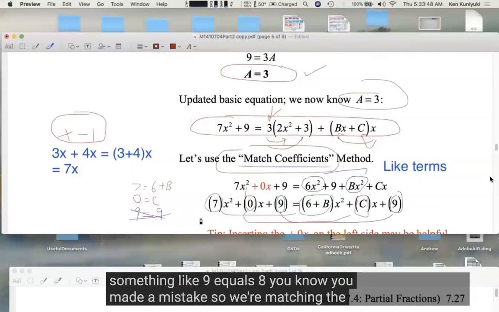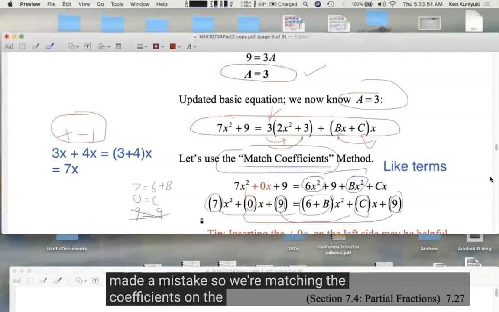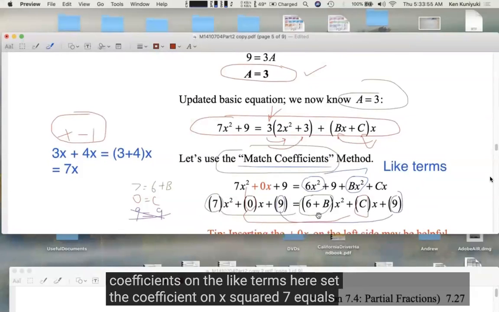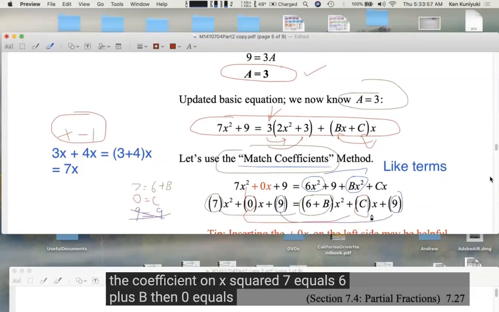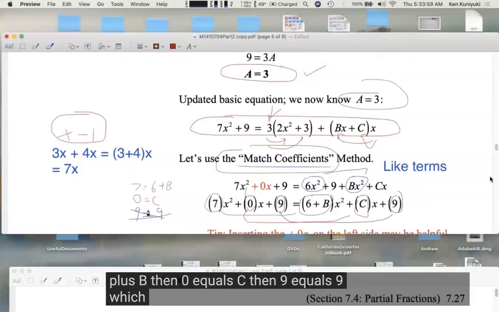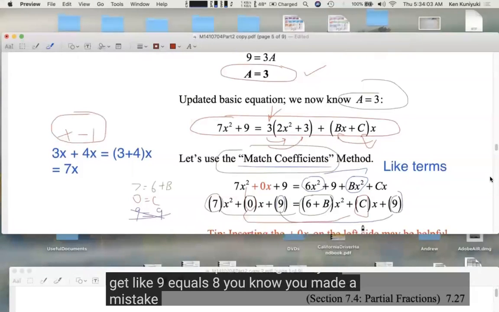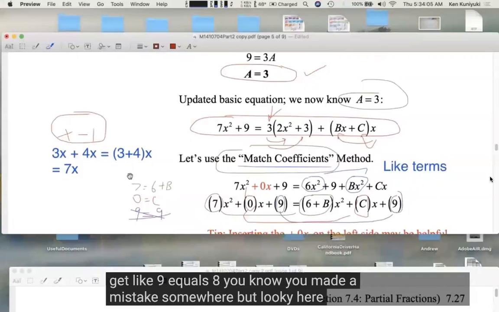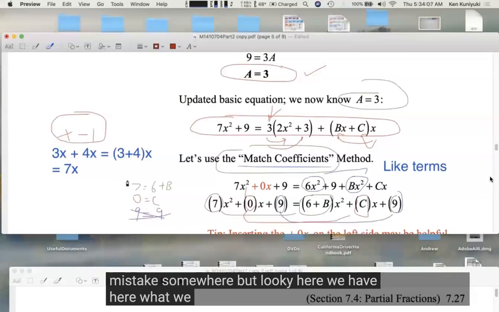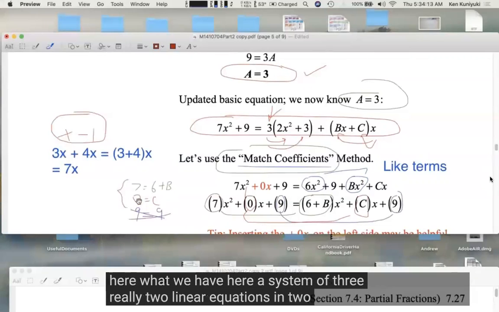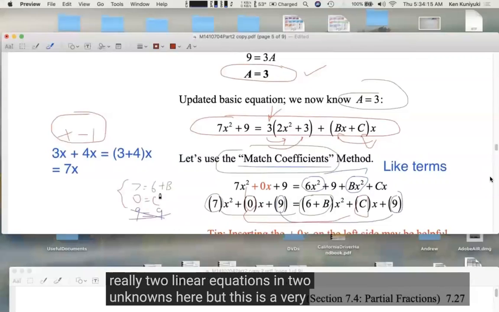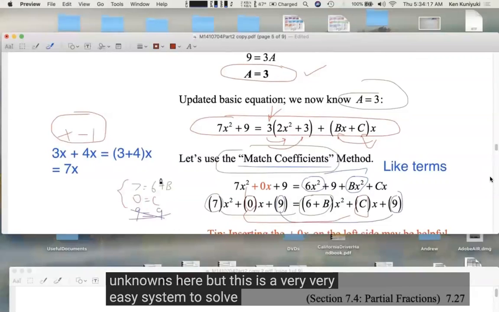So we're matching the coefficients on the like terms here. The coefficients on x squared, 7 equals 6 plus b, then 0 equals c, then 9 equals 9, which doesn't help us. But again, if you get like 9 equals 8, you know you made a mistake somewhere. But looky here, we have here a system of really two linear equations in two unknowns here, but this is a very, very easy system to solve.